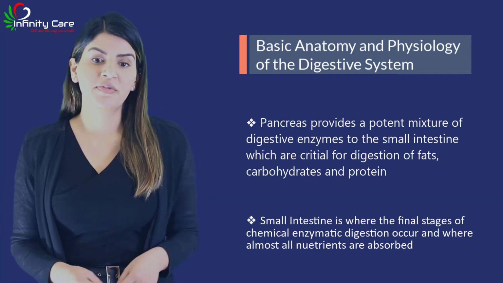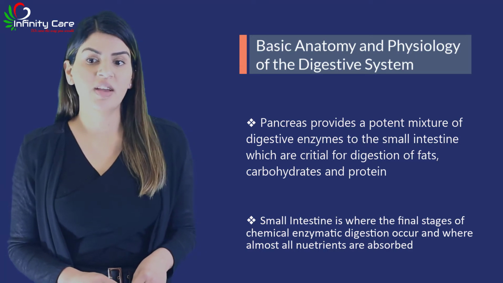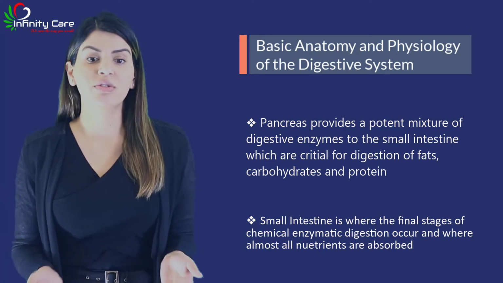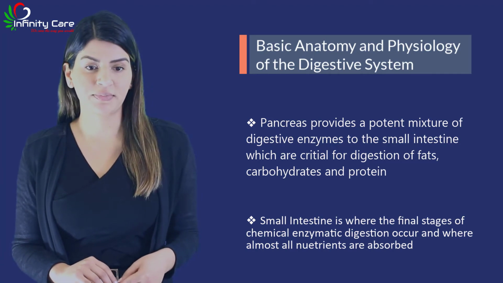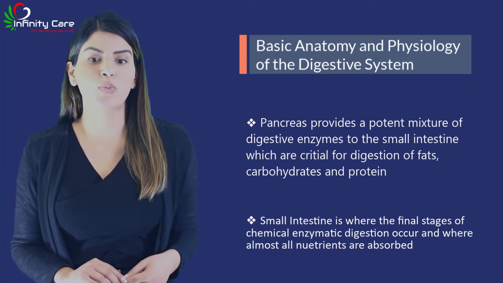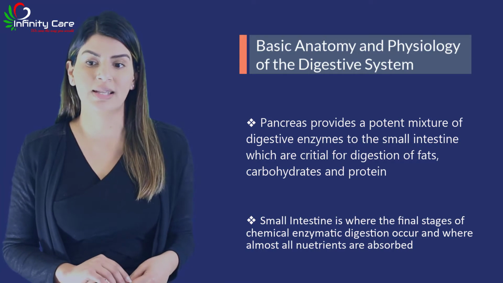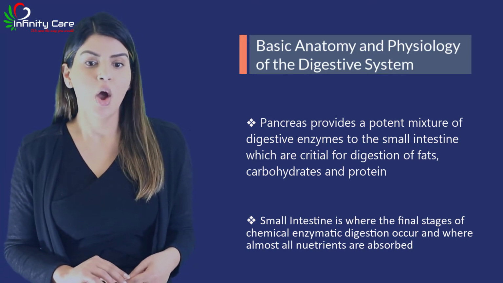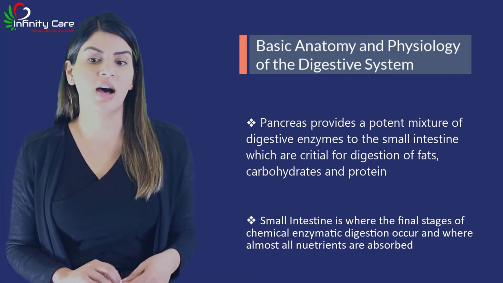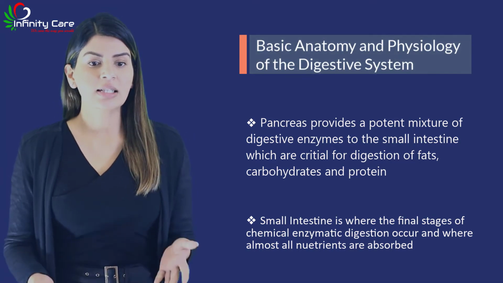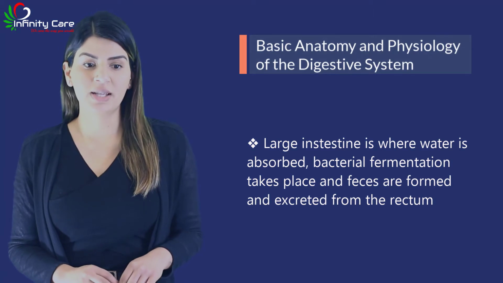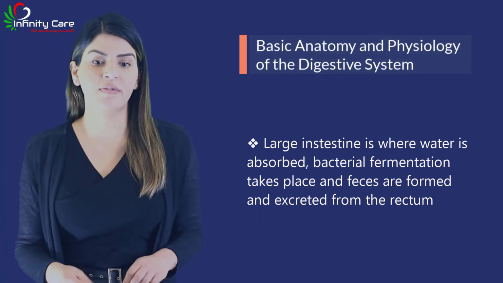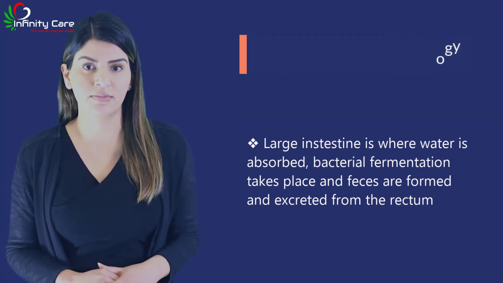The pancreas provides a potent mixture of digestive enzymes to the small intestine, which are critical for the digestion of fat, carbohydrates, and protein. The small intestine, this is where the final stage of chemical enzymatic digestion occurs, where almost all nutrients are absorbed. Lastly, the large intestine is where water is absorbed, bacterial fermentation takes place, and feces are formed and excreted through the rectum.